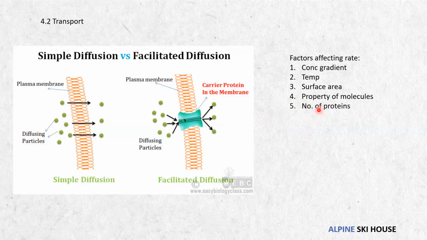And then number of proteins. And that counts when you're talking about facilitated diffusion, because this diffusion takes place through these channels. So for these channels to work, we need specific proteins called transport proteins or integral membrane proteins, and the number of these will highly determine if the process occurs fast or at a slower rate.